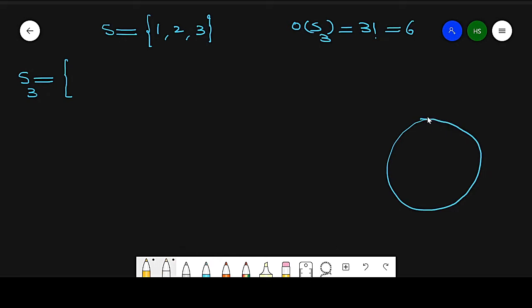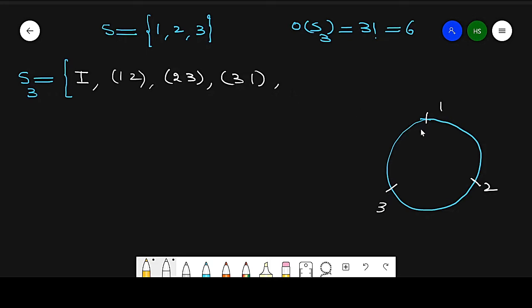Now find the elements of this permutation group. Now we have 3 elements, 1, 2 and 3. So first taking the cycle of length 1, that is 1 goes to 1, 2 goes to 2, 3 goes to 3. So that is the identity. Number 2, length 2: 1 2, 2 3 and 3 1. So there are 3 cycles of length 2.